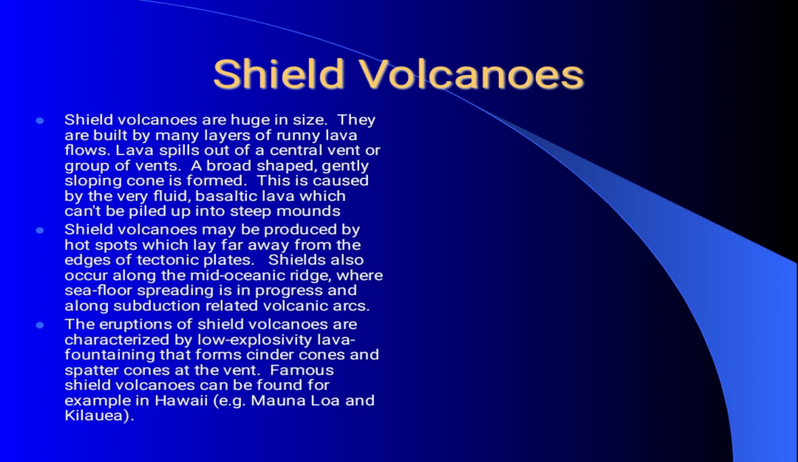Shield volcanoes may be produced by hot spots which lie far away from the edges of tectonic plates. Shields also occur along the mid-oceanic ridge, where sea floor spreading is in progress, and along subduction-related volcanic arcs. The eruptions of shield volcanoes are characterized by low explosivity lava fountaining that forms cinder cones and spatter cones at the vent. Famous shield cones can be found in Hawaii, for example, Mauna Loa and Kilauea.